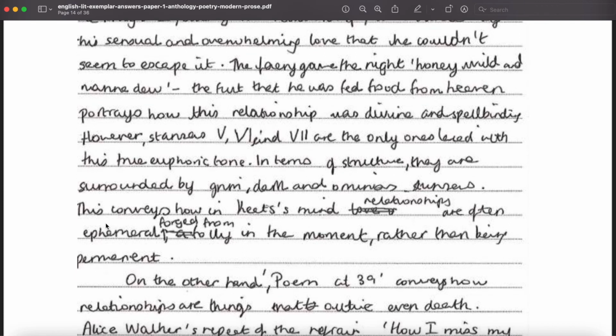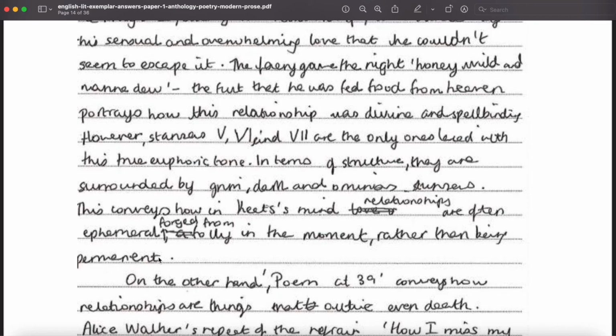And what does this do? What effect does this have? This conveys how in Keats' mind relationships are often ephemeral, forged from us in the moment rather than being permanent. So that happiness that was there in that relationship was not permanent, it was ephemeral, as the student says. Very good use of vocabulary.